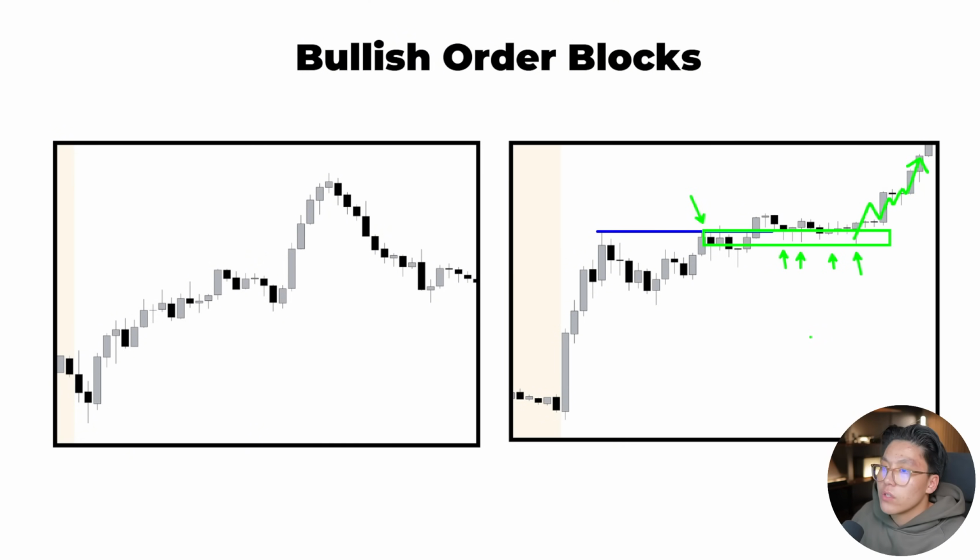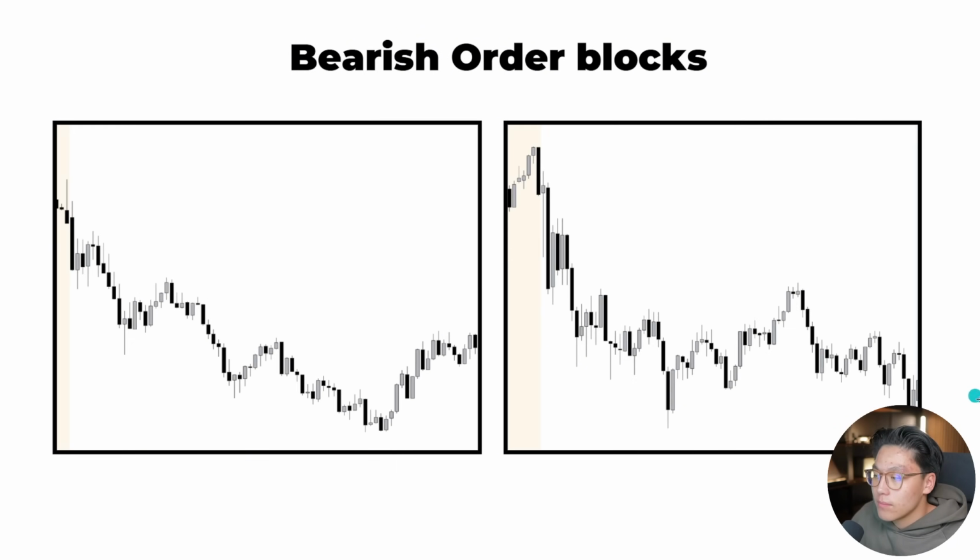So now let's go on to some bearish examples that I have. So right here, you can see that I have some bearish examples. In this case, on the left-hand side, we're in a clear downtrend. You can see we're making lower highs, lower lows, lower highs, lower lows, and we're continuing to push towards the downside.